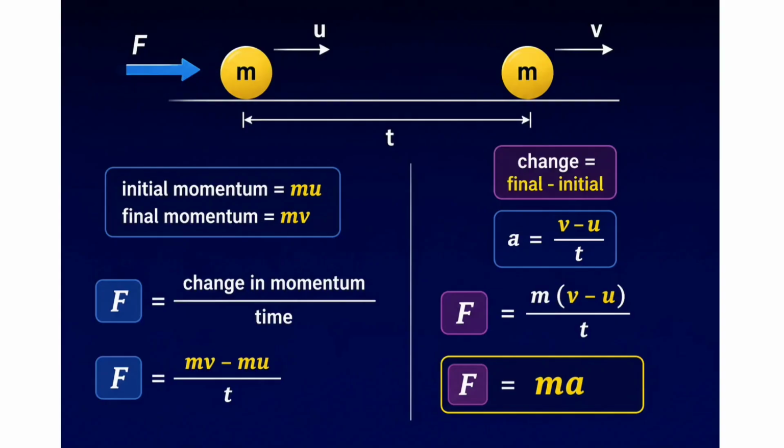Look closely at our force equation. We have (v minus u) upon t, which is the letter a. Our equation simplifies beautifully into F is equal to m into a. This proves that force is simply the product of mass and acceleration.